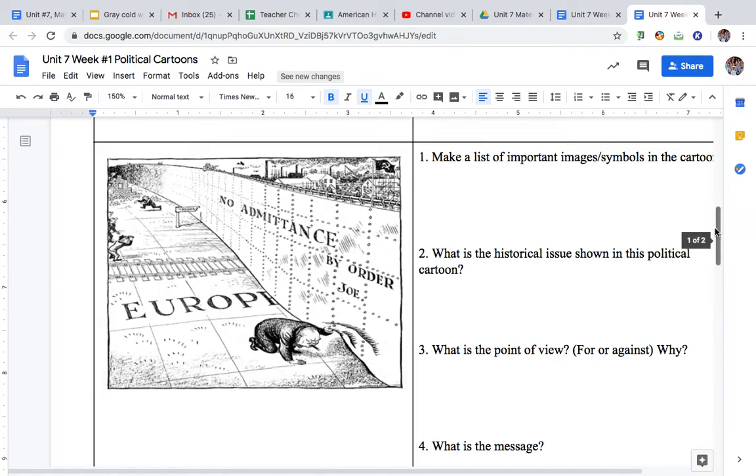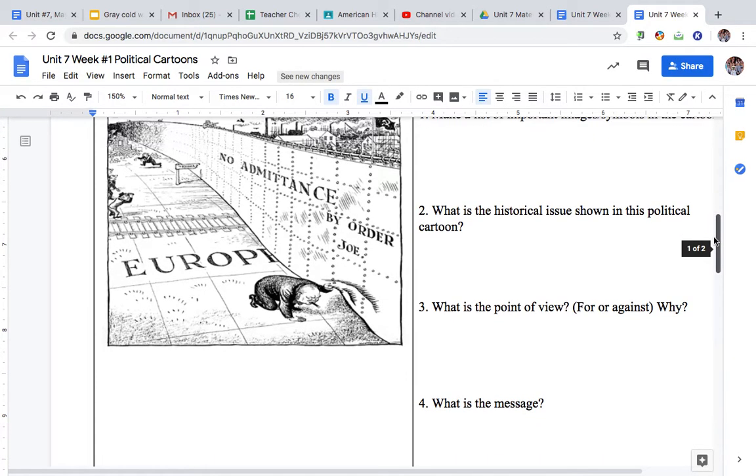Okay, is it for this or against this? And again, use details from the cartoon to back it up. And then what's the message? Simply what is going on in the cartoon. Okay, and if you look here, trying to peep under, running in the opposite direction.